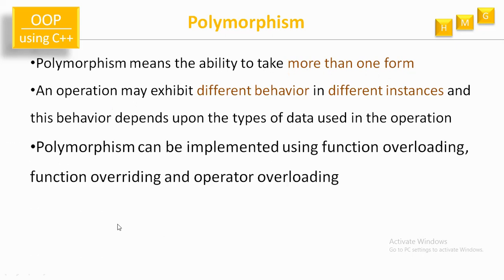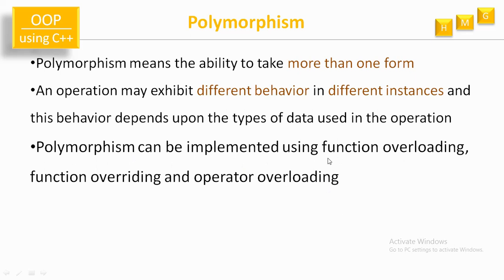The polymorphism can be implemented using function overloading, function overriding, and operator overloading. So these are the three concepts or the operations that we will study in detail afterwards in further units: function overloading, function overriding, and operator overloading. So using this, the polymorphism can be implemented.